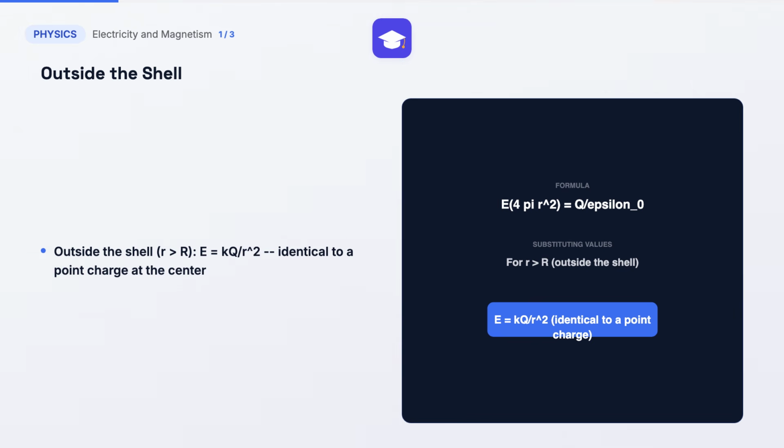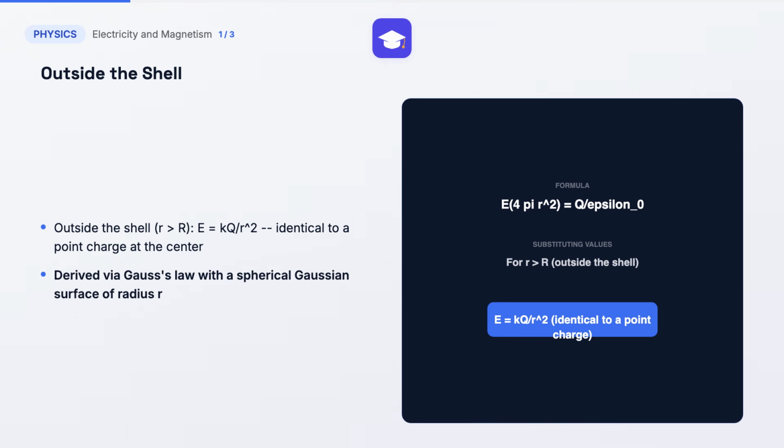This elegant result comes directly from applying Gauss's law with a spherical Gaussian surface of radius r, by symmetry. The field is radial and has the same magnitude everywhere on this sphere, so it comes straight out of the flux integral, giving E times 4 pi r squared equals q over epsilon naught.